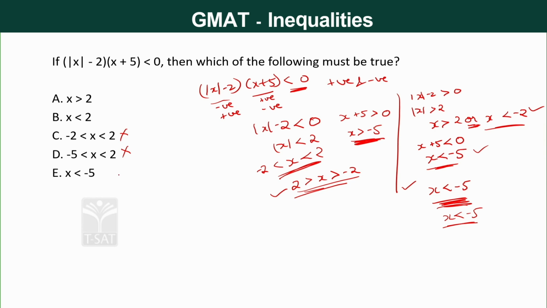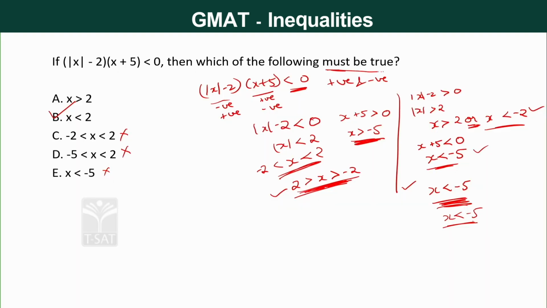And x is less than minus 5, definitely it is less than minus 5, but it is also less than 2. It can also be when it is between 2 and minus 2. So, this does not satisfy the condition at all times. So, x is less than 2 is something that must be true. Look at the wordings here, it is saying that it must be true. So, that is why we choose option B. Let us look at the next question.